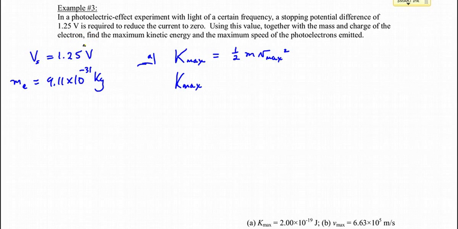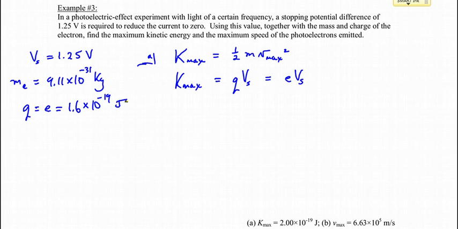So you have to realize that the loss of kinetic energy is equal to the potential energy that was used to reverse the potential. So this was equal to Q times V, V sub S to be specific. And Q in this case, by the way, is equal to the charge on an electron. So this is really E times V sub S. And E is equal to 1.6 times 10 to the power negative 19 coulombs.